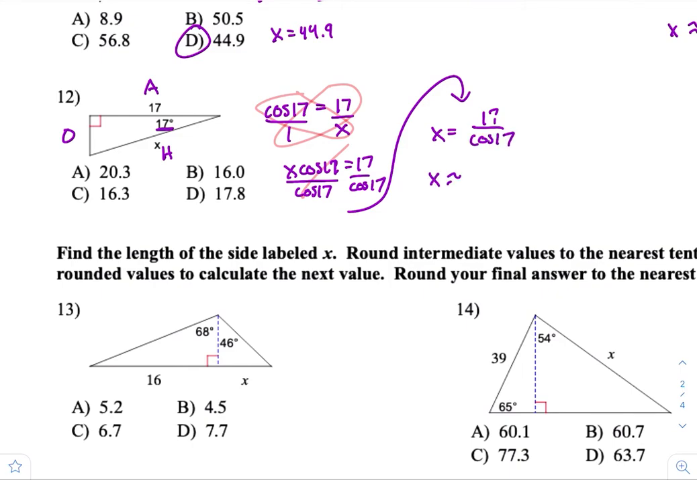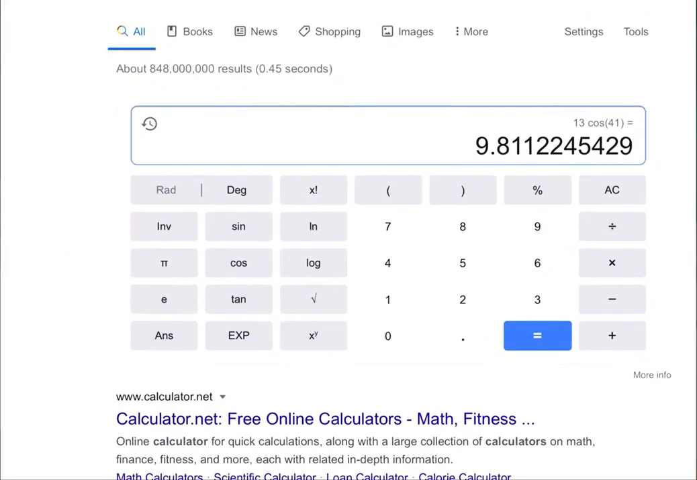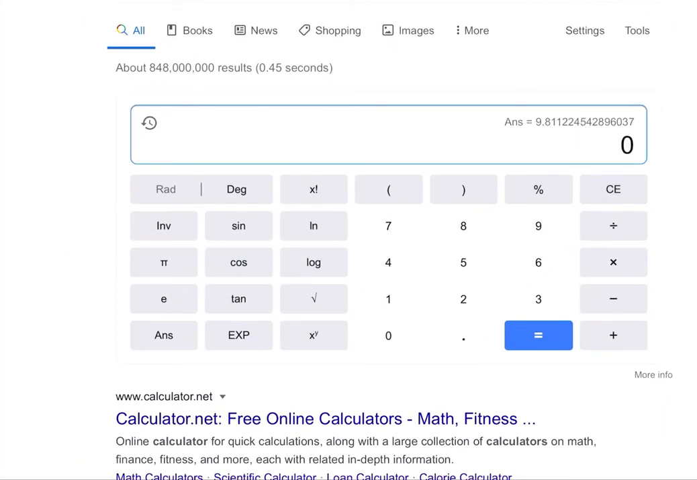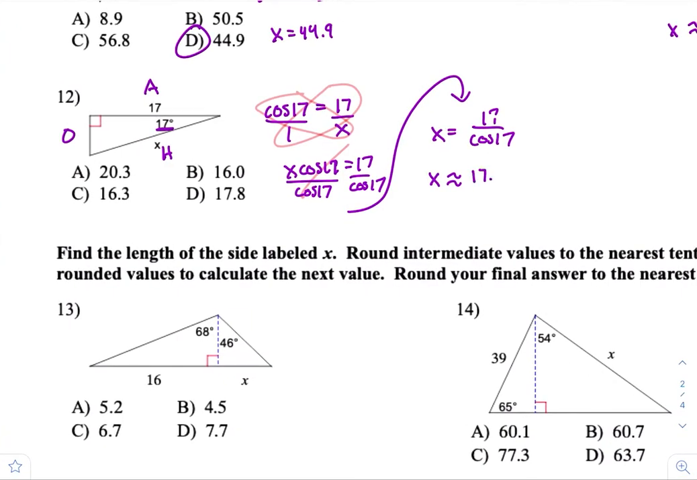And x is roughly, now 17 divided by cosine 17, so using your calculator, 17 divided by cosine 17. 17.77. Round it to the nearest tenth, so does that tell us to go up or stay? It tells us to round up. So x is roughly 17.8, which is D.